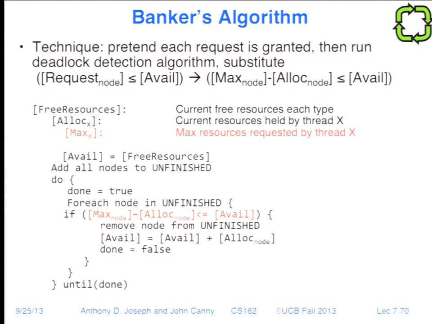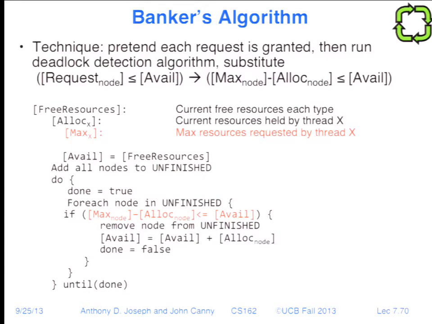Here we're saying we don't know what it's going to use, but as long as its maximum request minus what it currently has is within the available set of resources, then it can clearly run. So we can simulate it running and remove it from the queue of things that still have to finish, free up its resources, and then declare that you should continue through the loop. In other words, it's exactly the algorithm as before, except that it uses an upper bound on resources instead of the actual resources allocated. All right, is that intuitive?